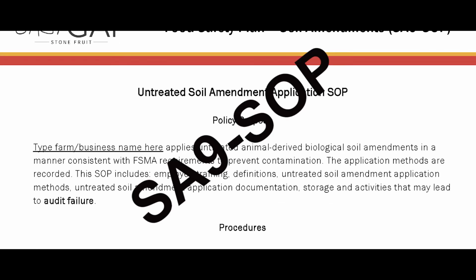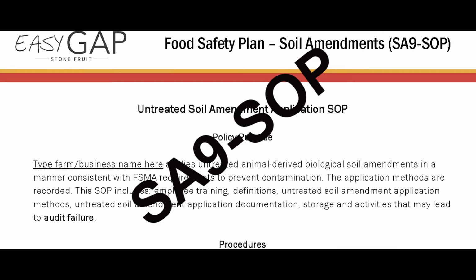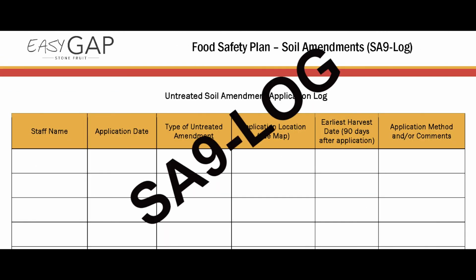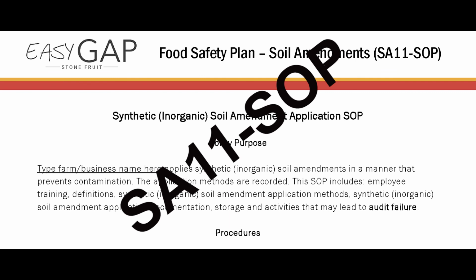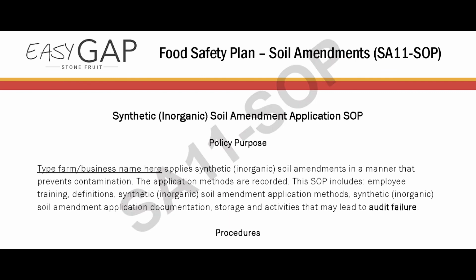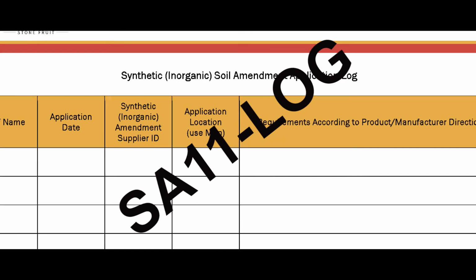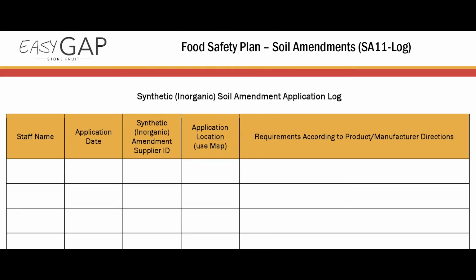If you use untreated soil amendments, you should have an SOP for their use and restrictions, along with the logs documenting any application that includes staff name, application date, application location, whether or not the crop that is being used touches the soil, waiting period required before harvest, the earliest harvest date, and the application method. If you use synthetic fertilizers, you should have an SOP for their use and a log documenting any applications that include staff name, application date, supplier ID, application location, and details required by the product label or manufacturer directions.